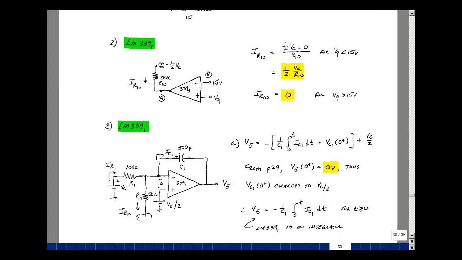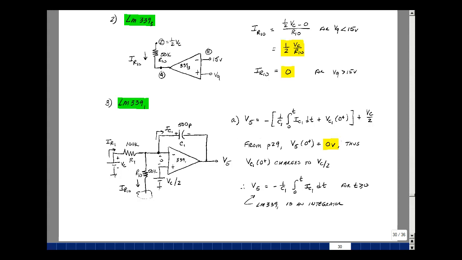Take a look at that first comparator, which is operating in a linear circuit. So here we've got negative feedback around here, so it's actually going to be a stable circuit.